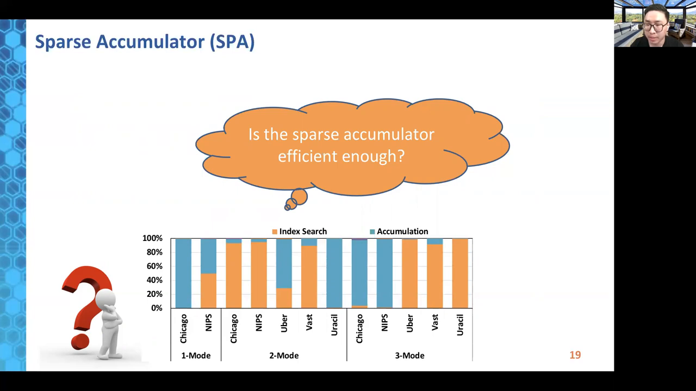Is the sparse accumulator approach already efficient enough for multidimensional sparse tensor contraction? The answer is not yet. To address this challenge, we propose hash table-based approaches based on a large number representation for the second tensor and accumulator to fundamentally address the challenge of multidimensional search in sparse tensor contraction.